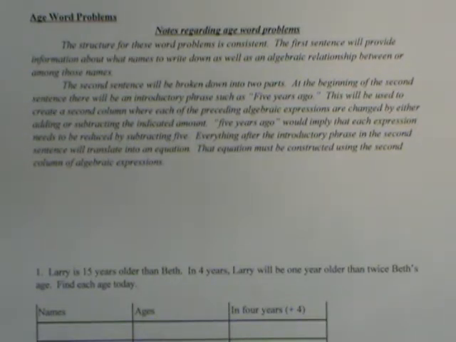This will be used to create a second column where each of the preceding algebraic expressions are changed by either adding or subtracting the indicated amount. For 5 years ago, that would imply that each algebraic expression needs to be subtracted by 5. Everything after the introductory phrase in the second sentence will be translated into an equation. That equation will be solved, and that will get us back into the first column. Example of specifically what I'm saying.